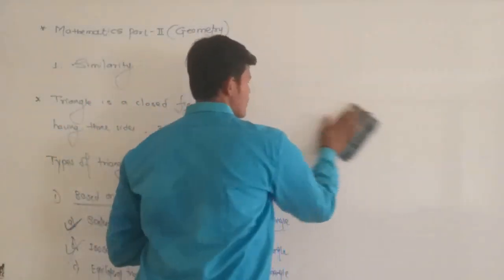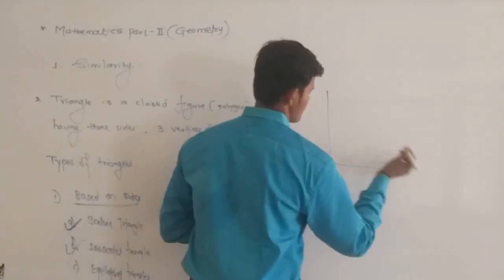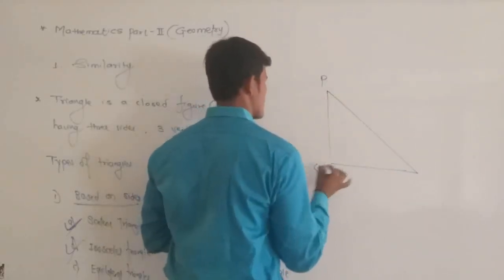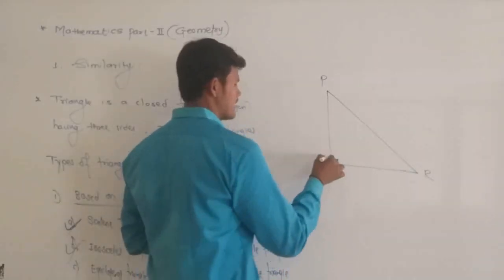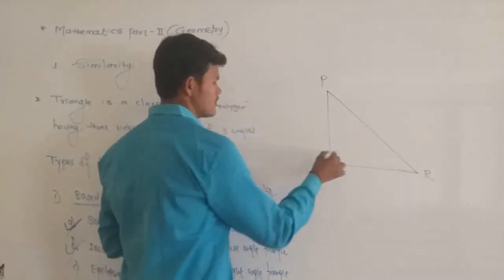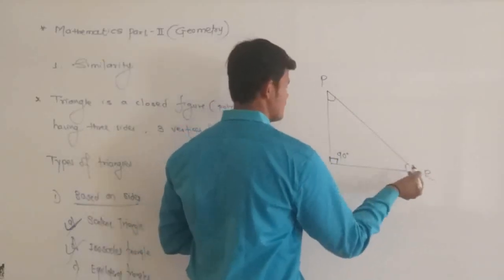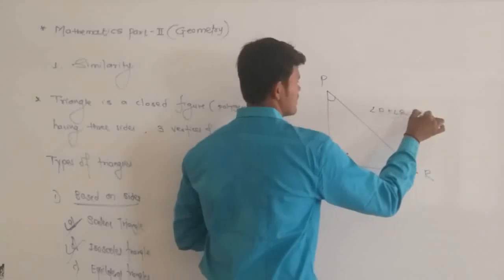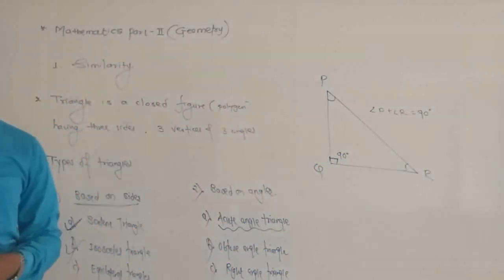Then what about the remaining two angles? For example, in the given figure, triangle PQR is a right angle triangle. So the right angle is at point Q. That means angle Q is equal to 90 degrees. So the sum of the remaining two angles of the right angle triangle, that is angle P plus angle R, is equal to 90 degrees. So the remaining two angles' sum is 90.